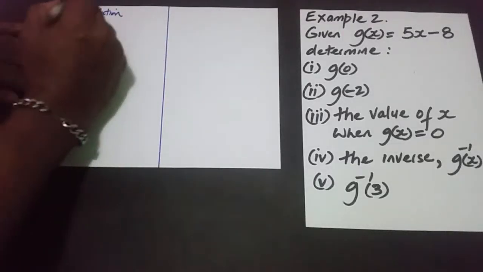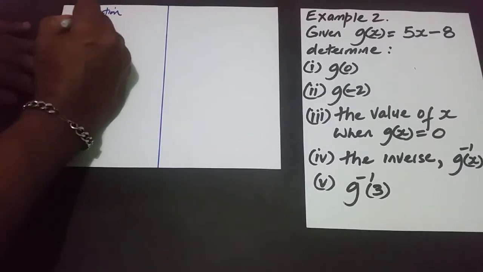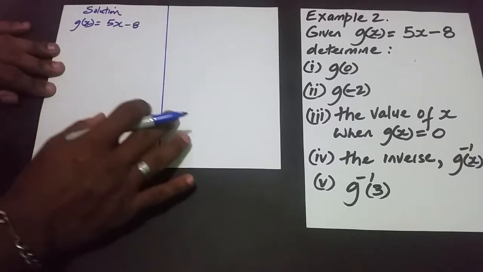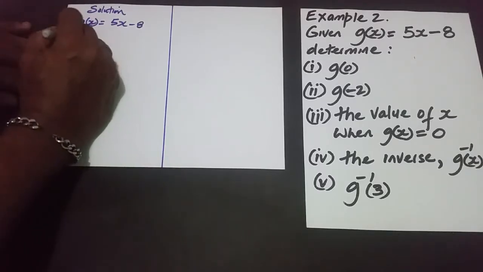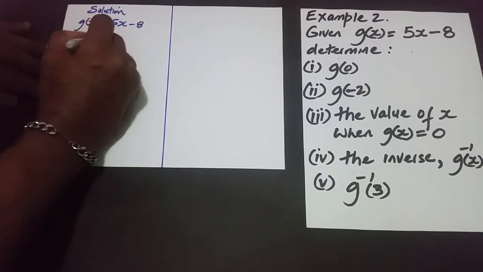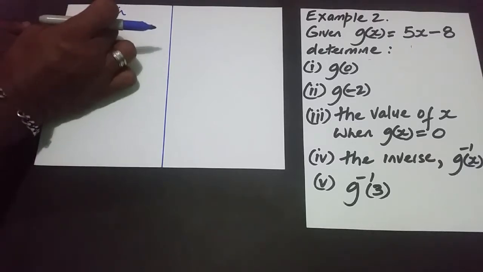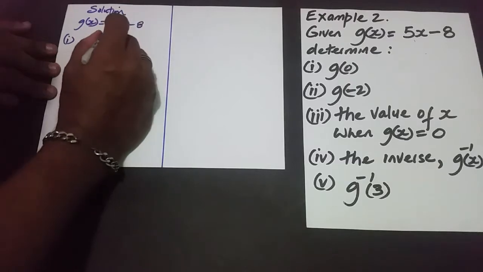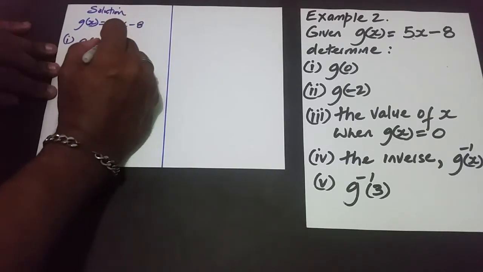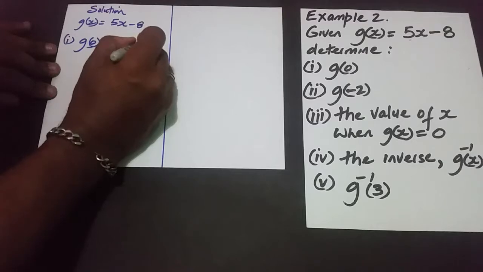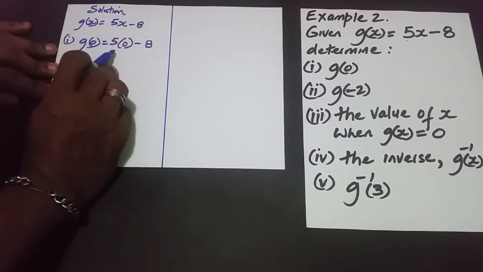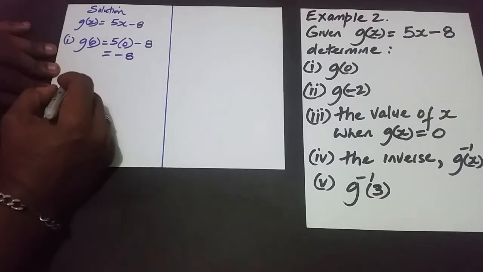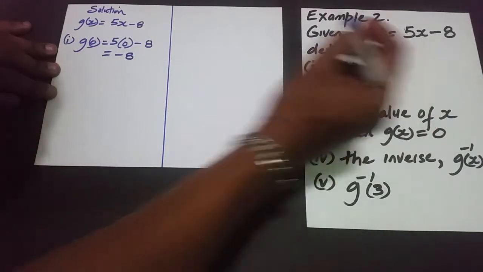Okay, it's always a good idea to rewrite the function. So g of x is equal to 5x minus 8. And for part 1, we're asked to determine g of 0. Now remember, when you compare g of 0 to g of x, we're realizing that x is being substituted with 0. So wherever x is, we're going to put 0. So it will be 5 times 0 minus 8. Now, of course, 5 times 0 is 0, and then the minus 8 comes right back. So we're finished with part 1 of the question.